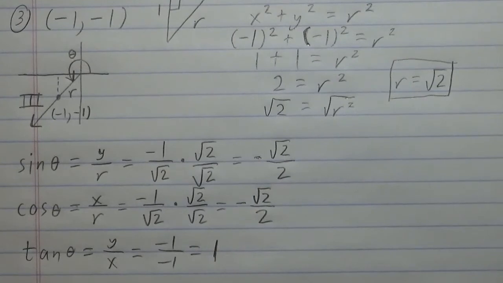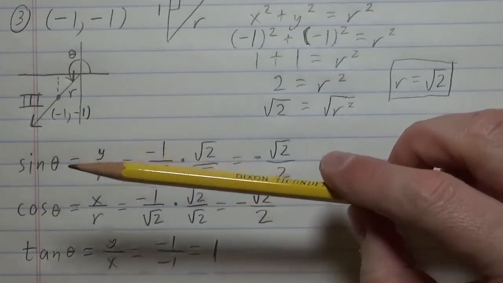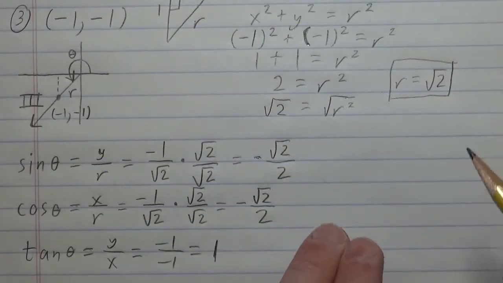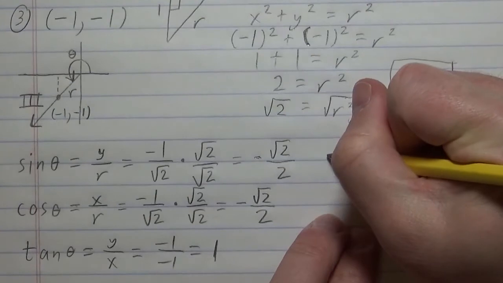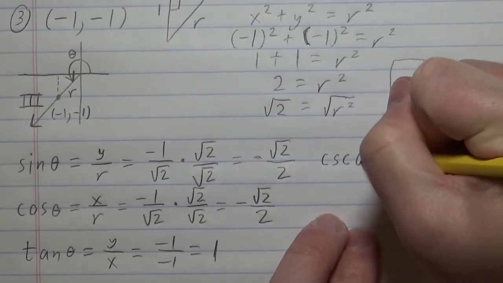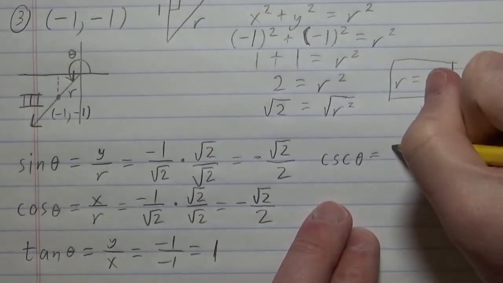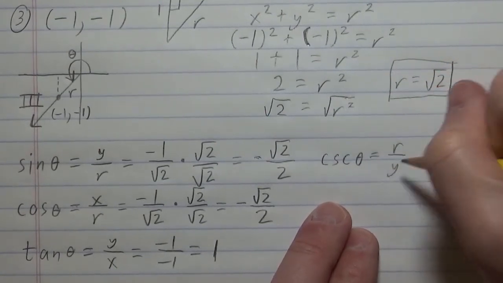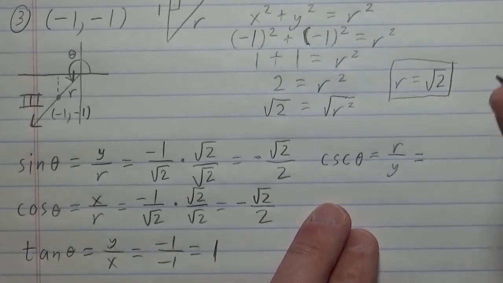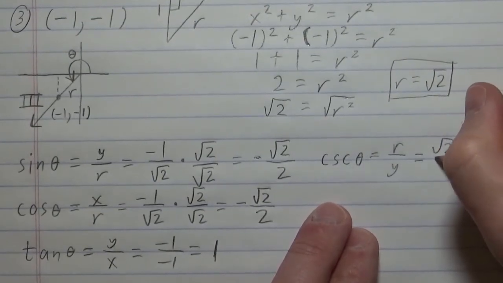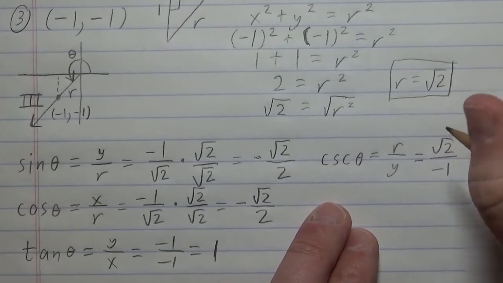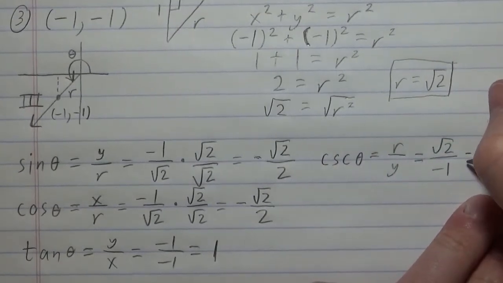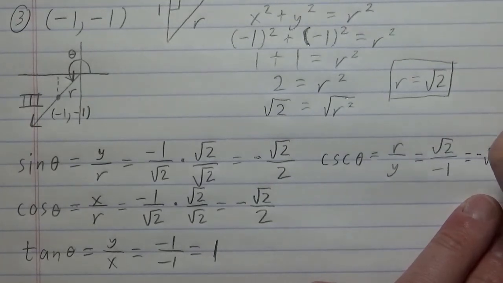3 more to go. Now, like I said before, cosecant is a reciprocal. What are we going to reciprocate? Well, I recommend we actually write down the equation of what cosecant is defined as. And that is the r value, which is root 2, over the y-coordinate, which is root 2 over negative 1, which can be simplified into negative square root 2.